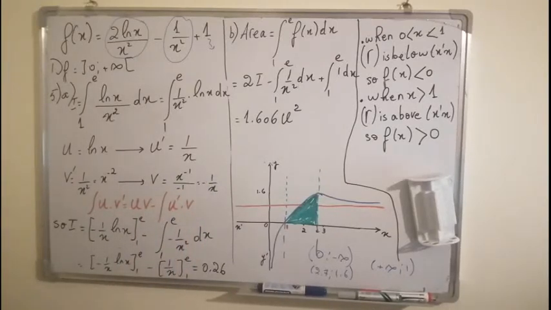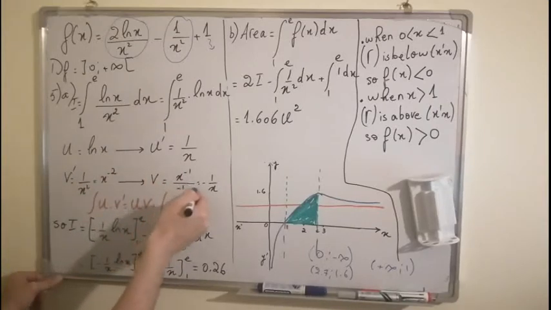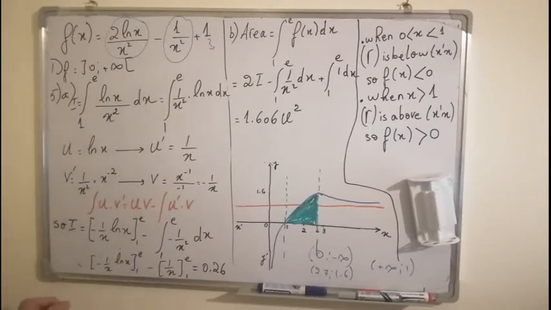And we know that the integration of u times v prime equals u times v minus the integration of u prime times v. So I equals the product of these two expressions minus the integration of the product of these two. Okay, so by simple calculation and by using my calculator, we obtain the value 0.26.